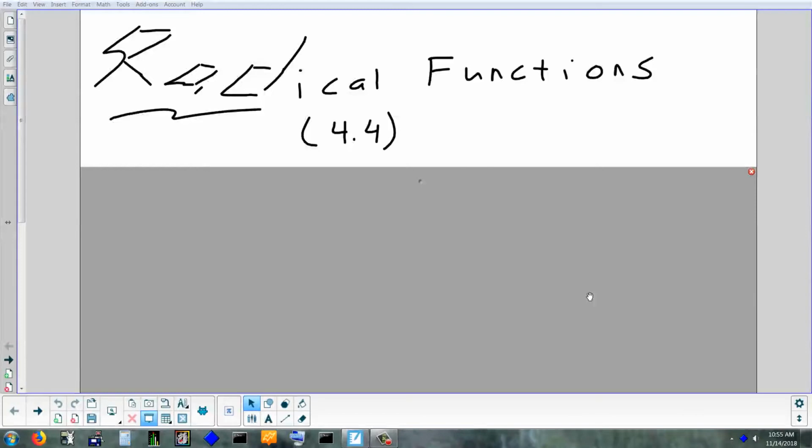Alright, so we're going to take a look at section 4.4, and this is the last section in chapter 4, and it's on radical functions. So pretty much the next three sections we look at, which is going to finish the algebra part of the class, we're going to look at a different function every day, except the last function we'll spend 2 days on. So we got radicals, then we got exponentials, and then logarithms.